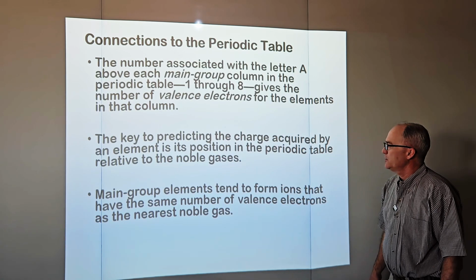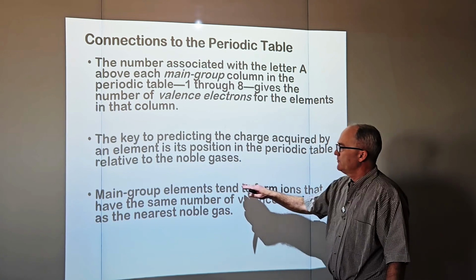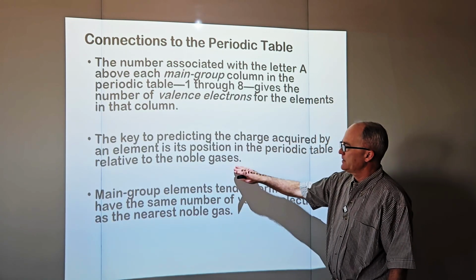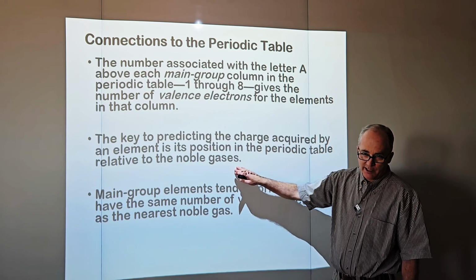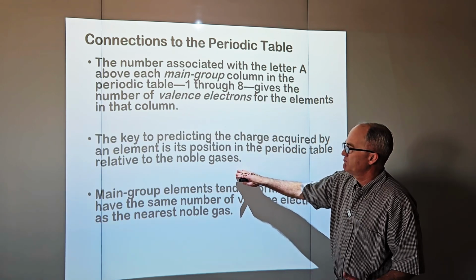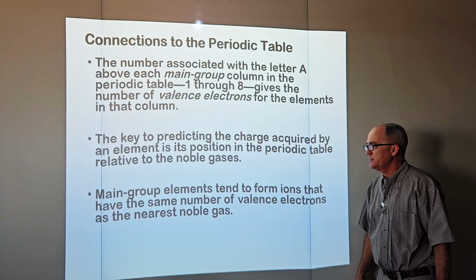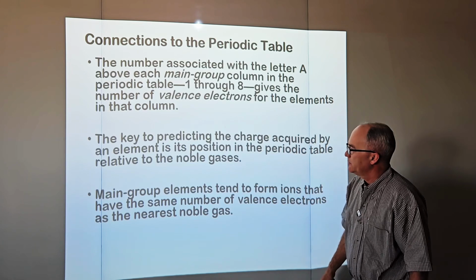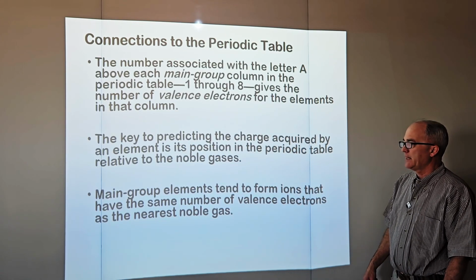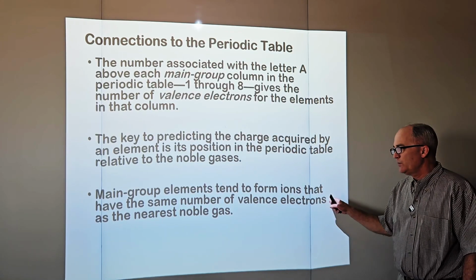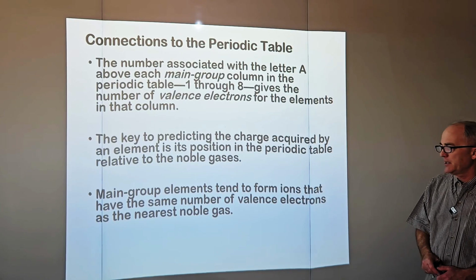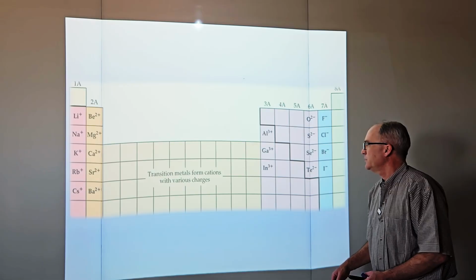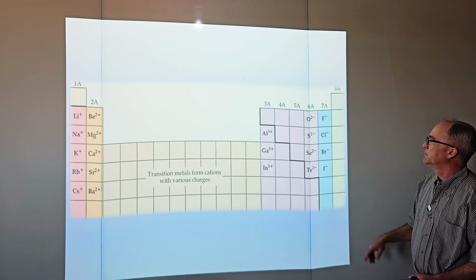The key to predicting the charge acquired by an element is given by the position that element has in the periodic table relative to the noble gases. So I said the alkali metals and the alkaline earth metals back up by losing electrons to the nearest noble gas. Nonmetals gain electrons to become like the closest noble gas in number of electrons.